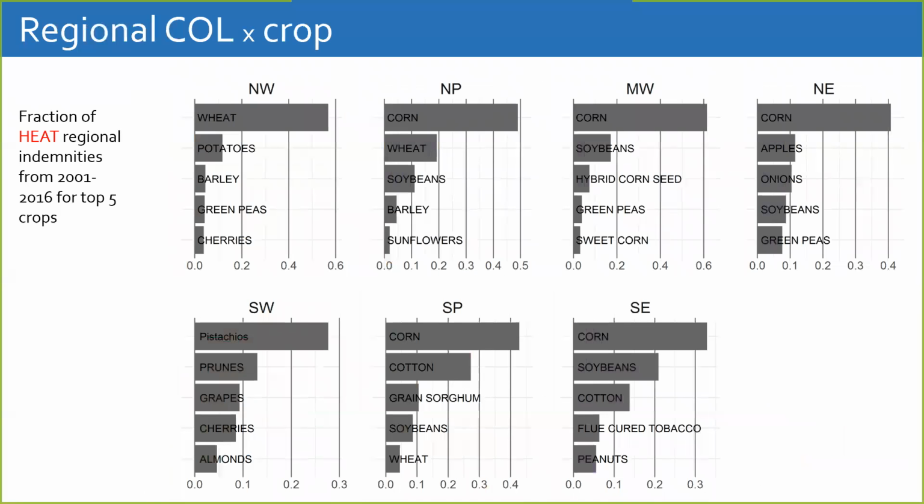So we can also look at how specific causes of loss are distributed by region and crop. For example here, we can take the heat cause of loss and sum those indemnities by region from 2001 to 2016. Here we can see which crops are most associated with the heat cause of loss by region. So while corn is number 1 or 2 of regional indemnities, there's wide variation in the crops affected by heat by region, indicating the diversity of agricultural production in certain areas. In the Southwest, heat mainly affects fruits and nuts, while wheat is over half of regional indemnities in the Northwest.